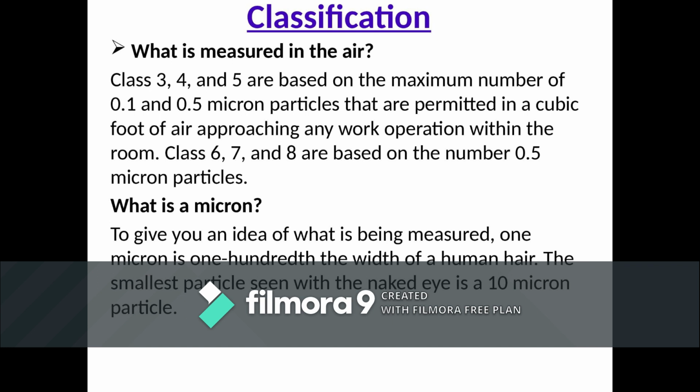And what is a micron? To give you a general idea of what is being measured, 1 micron is about 1/100 of the width of a human hair, and the smallest particle seen with the naked eye is a 10 micron particle. So all the particle sizes we are talking about, 0.5 and 5 micron, you cannot see with your naked eye, right?